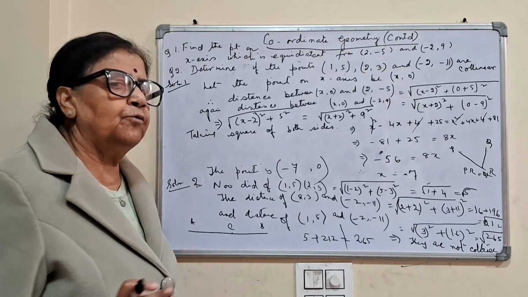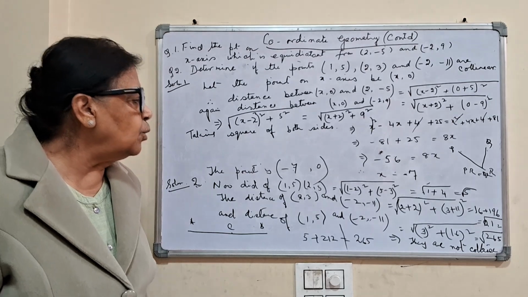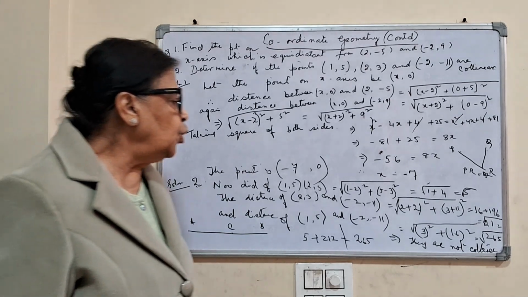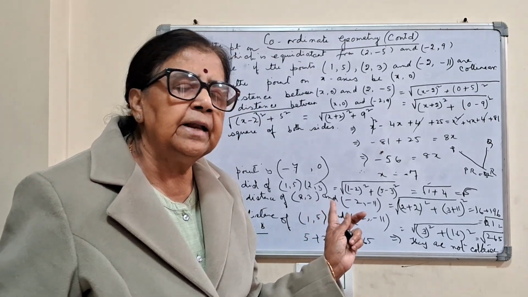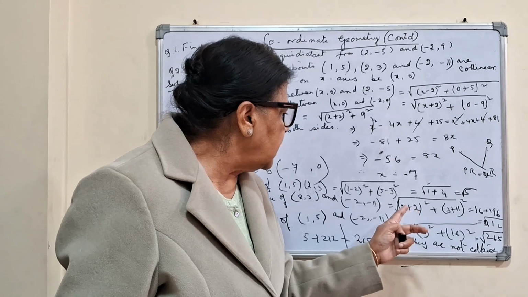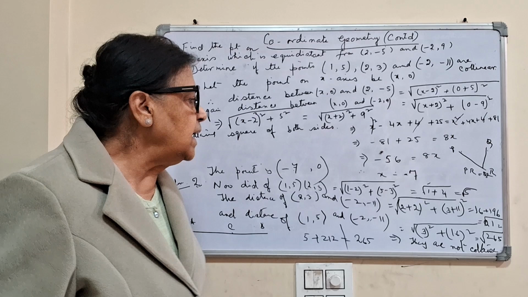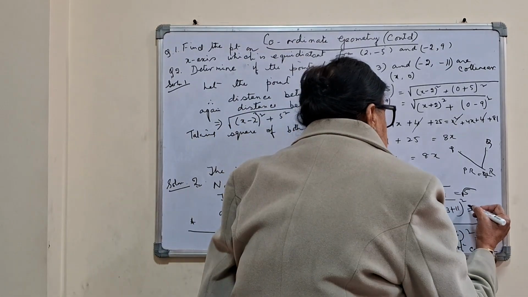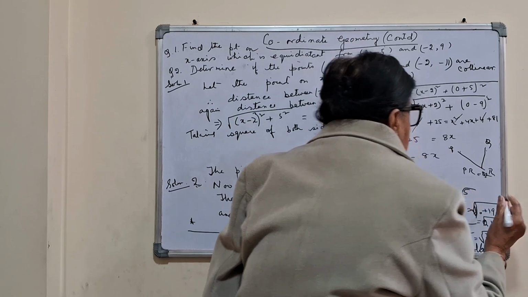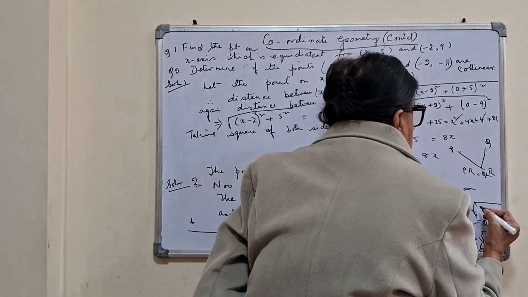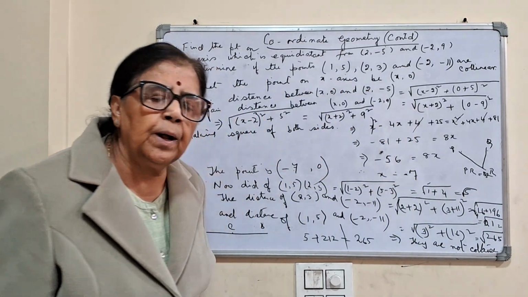The distance of (2, 3) and (-2, -11) is equal to the square root of (2 plus 2) whole square, that is (x2 minus x1) whole square, plus (y2 minus y1) whole square, that is (3 plus 11) whole square. When I simplify, I get 16 plus 196, that is equal to root 212.